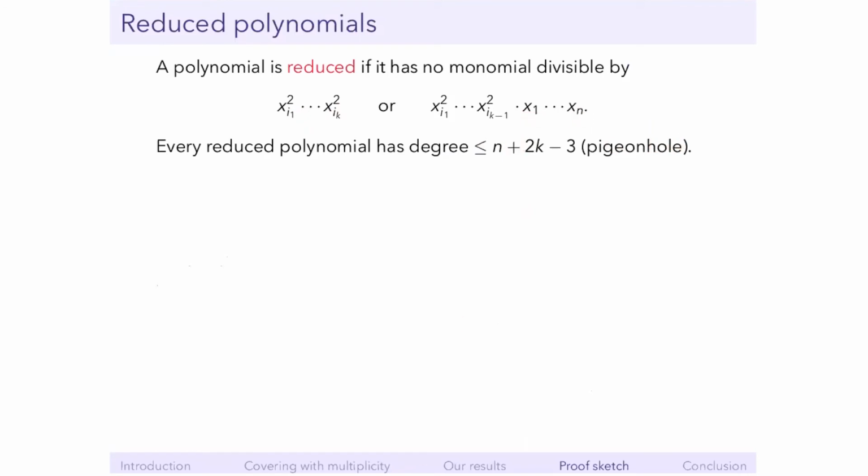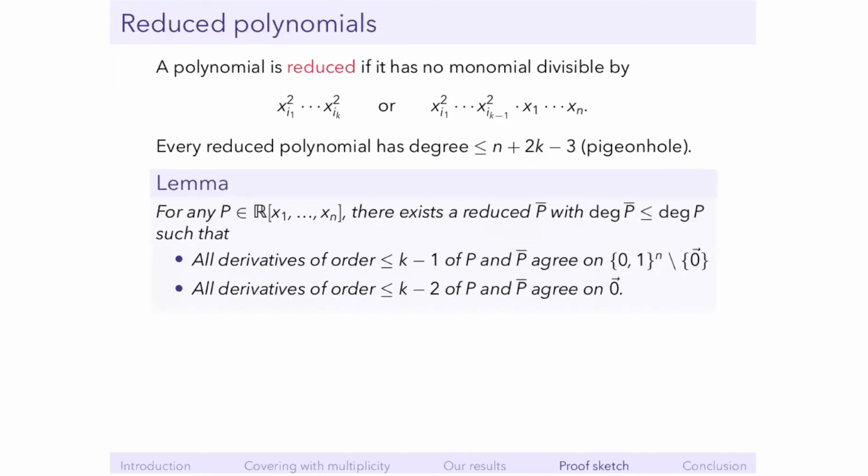And so in the reduction lemma that I sketched on the previous slide, by repeatedly subtracting objects of this form, you're able to get this reduction lemma that for any polynomial p, there's a reduced polynomial p bar whose degree is at most the degree of p, with the property that basically everything that the problem cares about is unchanged. So all derivatives of order at most k minus 1 of p and p bar agree outside the origin, and all derivatives of order at most k minus 2 agree on the origin. And this is the basic reduction lemma that you can prove by just repeatedly subtracting these things I had on the previous slide.